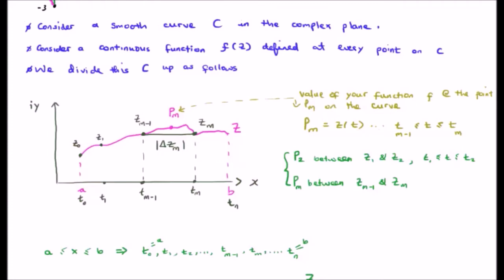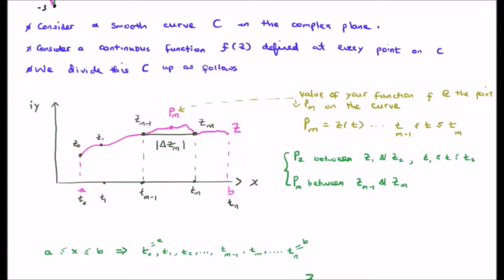So in order to discuss the line integral, derive the line integral, we need to break up the curve C in the following manner. So we have our complex plane here, where we have our real axis and we have our imaginary axis. The curve C is in pink, going from what you can see here, z0, right the way up to capital Z.